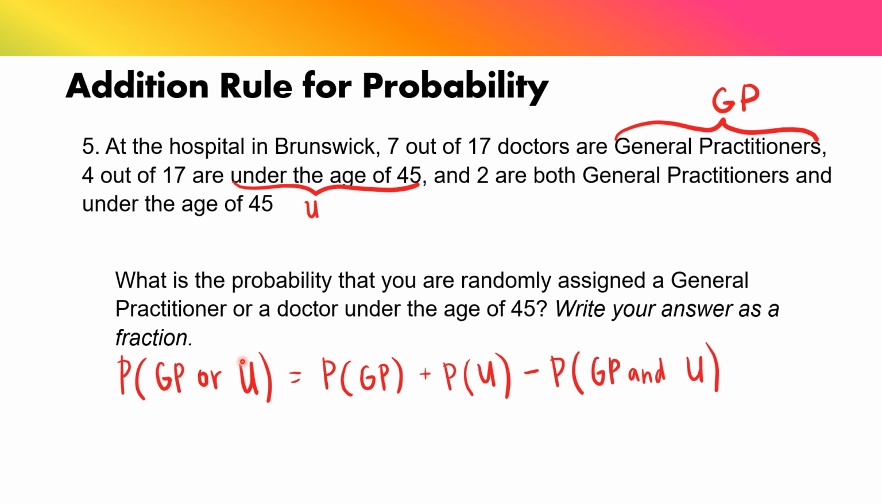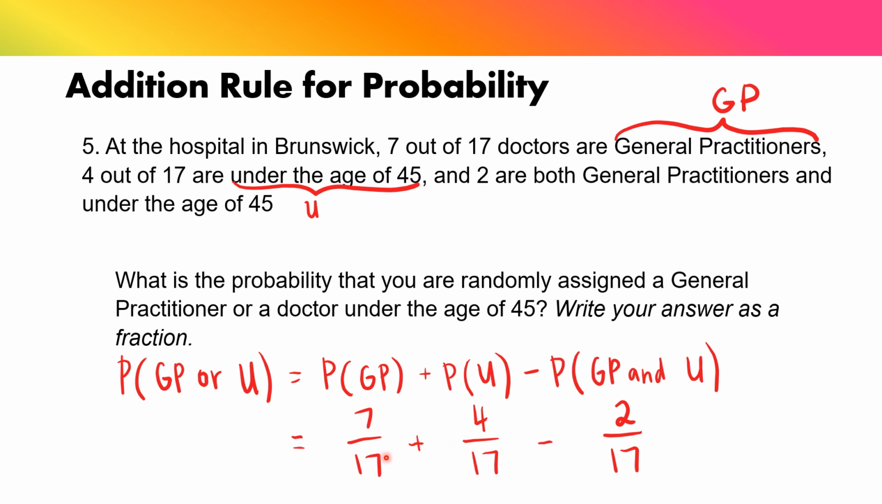All right, and then all the numbers are right here for us to grab, so this one's super easy. The probability of being a general practitioner, again, thinking success over total, there are 7 out of 17 doctors that are general practitioners. All right, so 7 out of 17 are general practitioners. Under the age of 45, we said 4 out of 17 are under the age of 45. And then 2 doctors fall into this last category. There are 2 doctors who are general practitioners and under the age of 45. All right, so we subtract them off so we don't count them twice. We don't want any duplicates in our data when we're calculating these probabilities.